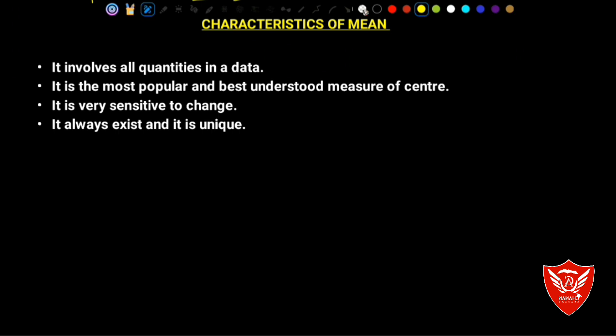All right. Characteristics of mean. Number 1, it involves all quantities in a data. Now, this is a good representative of data because it's going to use all the data. Number 2, it is the most popular and best understood measure of center. Number 3, it is very sensitive to change, as if one number changes, the value of the mean also changes. Number 4, it always exists and it is unique. Every data has a mean. Even though it's 2, you'll be able to solve the mean.